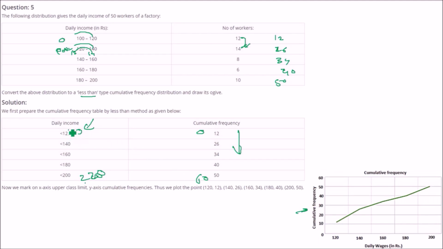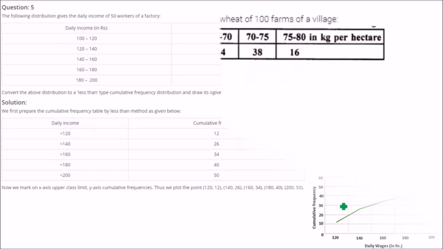Let me locate some points, 120 and 12. So x is 120, this one, and y is 12. So this is 12. 120 and 12, that is like this. Let me take one more, 200 and 50. 200 is here and 50 is here. This is another point. I hope you'll be able to draw the intermediate points. This will be our OGIVE.